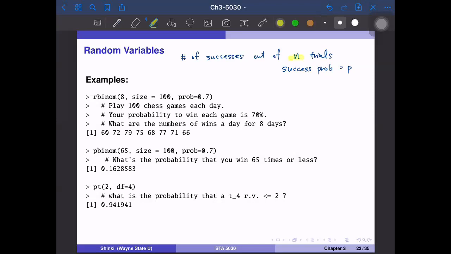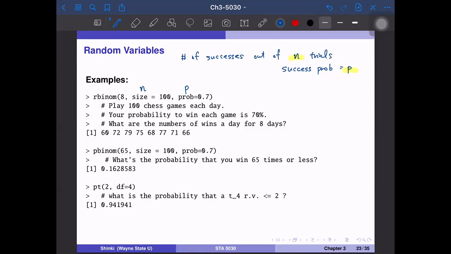So basically we have two numbers, n and p. In the normal distribution, we have mean and standard deviation, but for a binomial random variable, we have n and p. If n and p are given, then we can use this binomial distribution. Here n is called size in the R function, and p is called probability, prob. Here the size is 100 and the probability is 0.7.